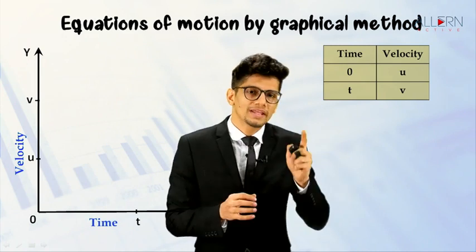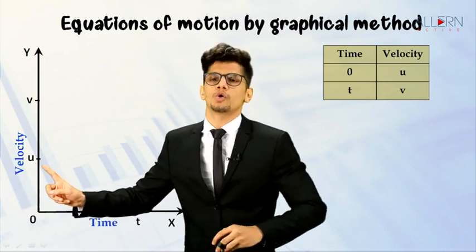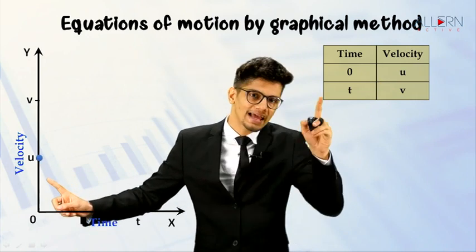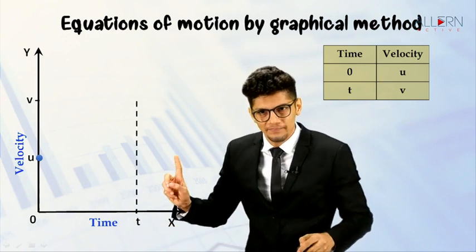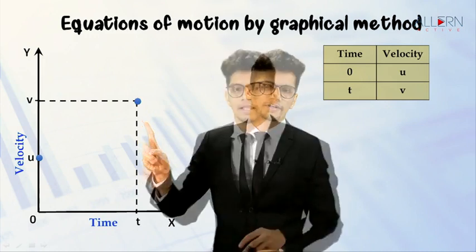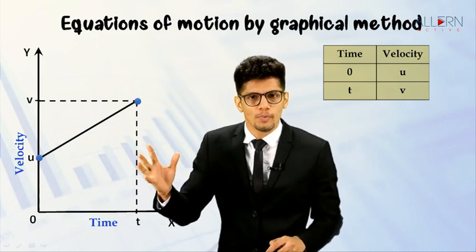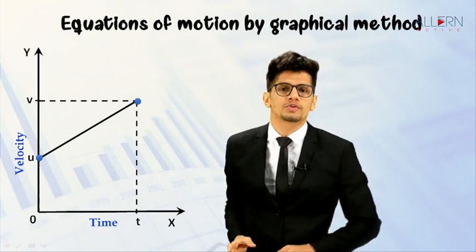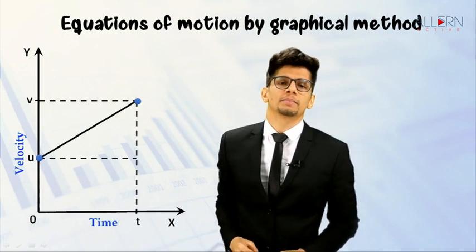Now we know that when time is 0, velocity is u. That means the first point will come over here. Now secondly, time is t and velocity is v. So time is t and velocity is v. So this is the required second point. Now we join these 2 points. After joining these 2 points, there is another construction that we have to do. We have to draw a straight line from u till this particular segment.